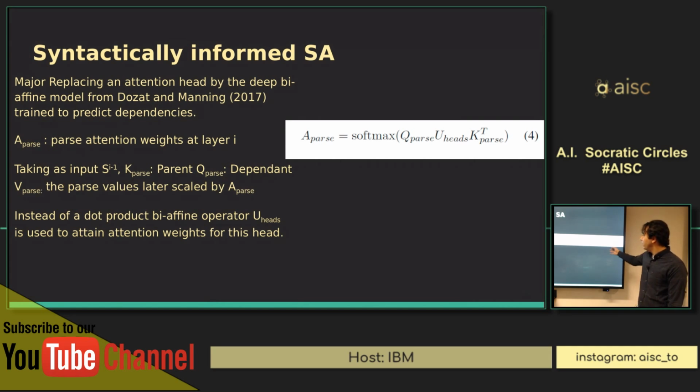Okay, so the difference from this part of the architecture and the rest of the self-attention models is that you don't use dot product here. Previously, you would use your dot product, right?